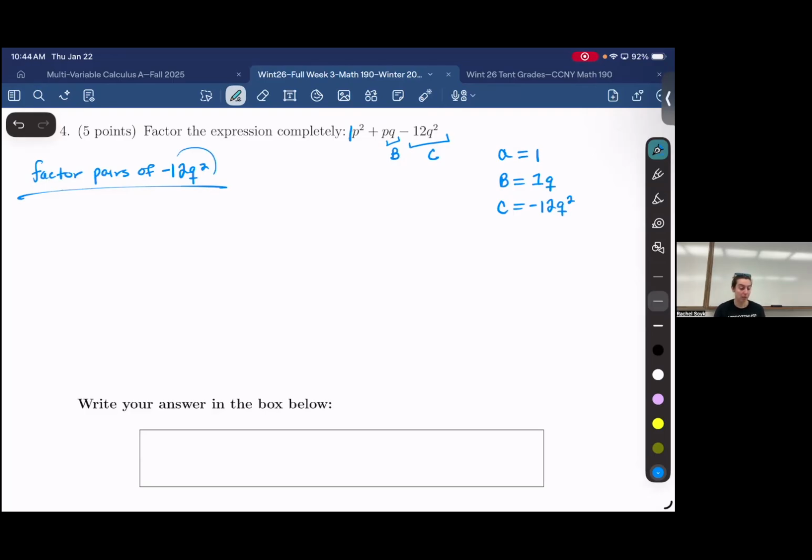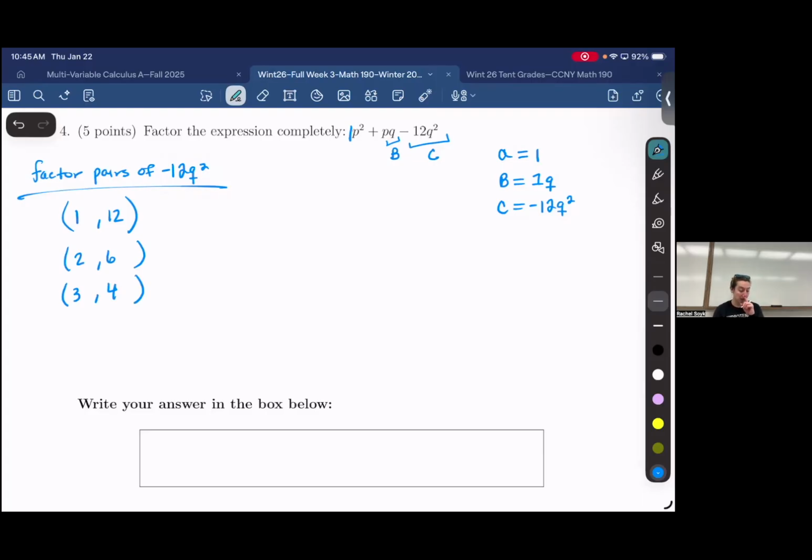So anytime you have a variable as part of your C value, just ignore it initially and just hone in on the coefficient. And not even negative 12, just hone in on positive 12. Factor pairs of 12, we have 1, 12, 2, 6, 3, and 4.